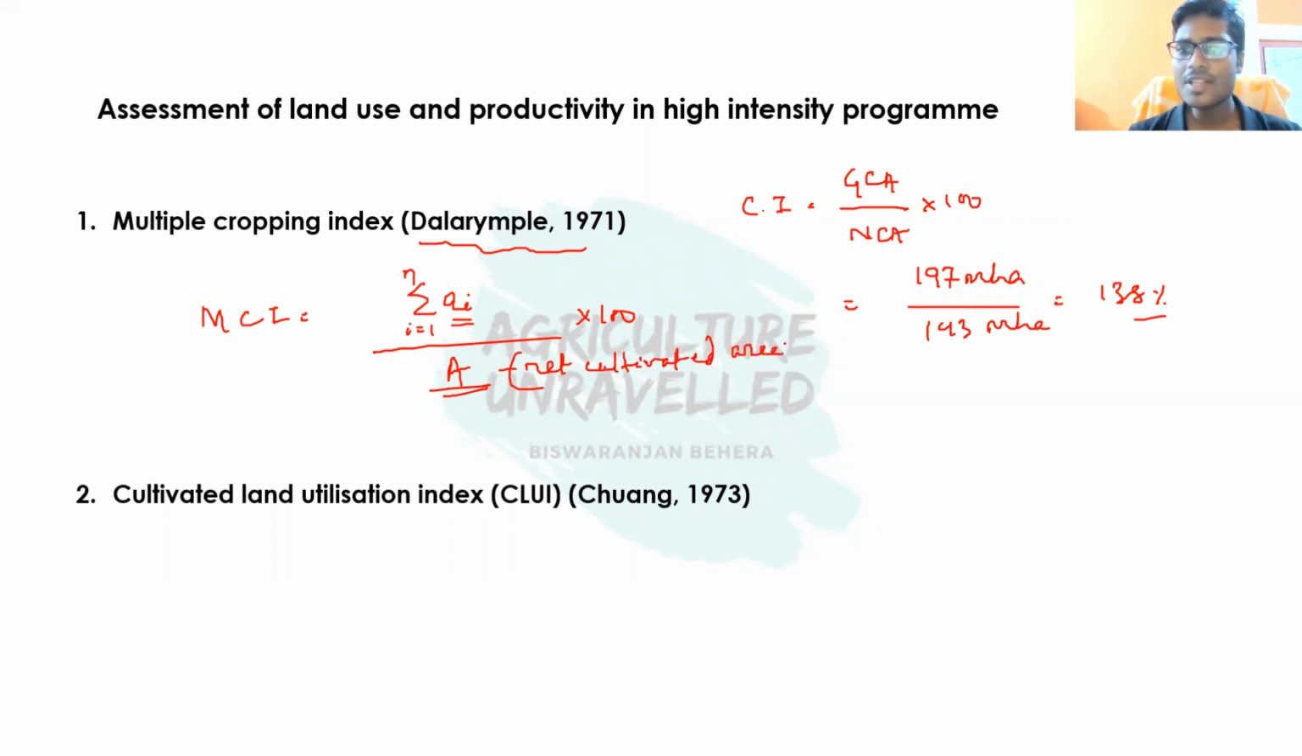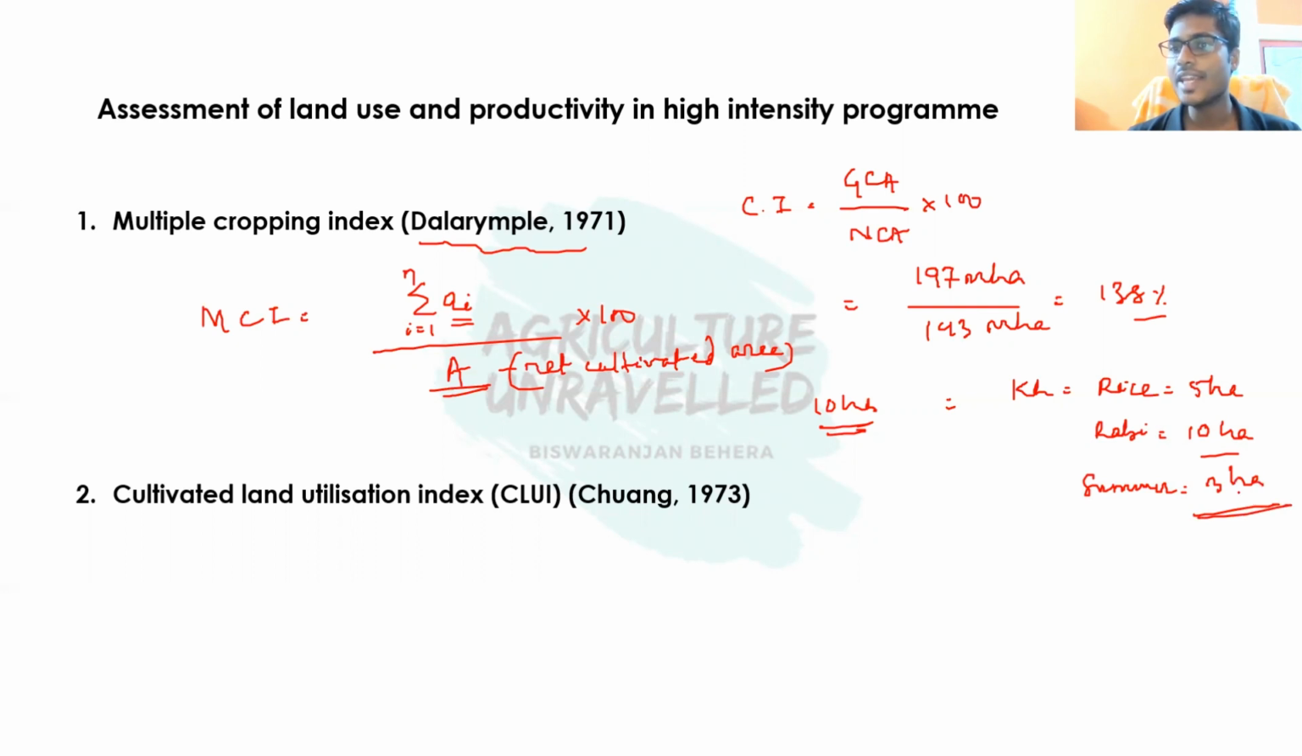Here I will give a small example. If in a farm 10 hectare land is there, and in Kharif season the farmer grows rice in 5 hectare land, in Rabi season the farmer grows green gram in 10 hectare land, and in summer season, for example, the farmer grows watermelon in 3 hectare land. Then what is the total cultivated area in the farm? It is around 18 hectare.